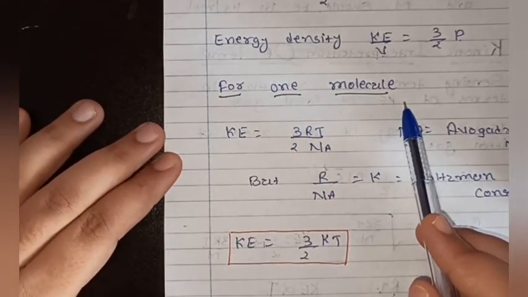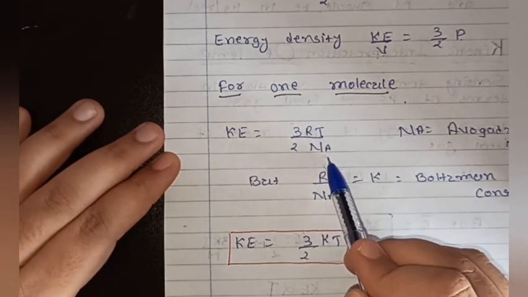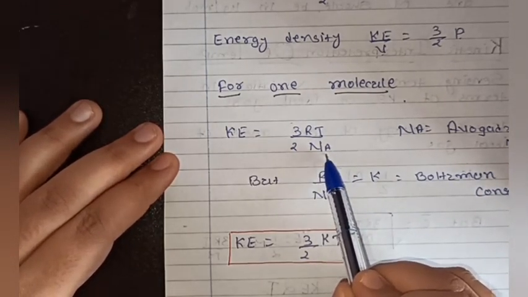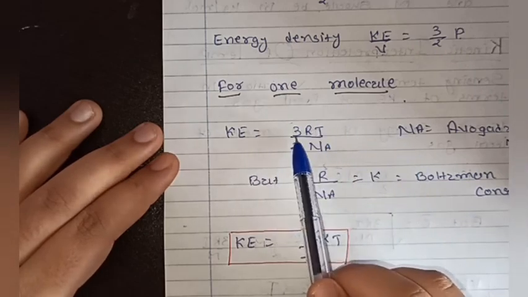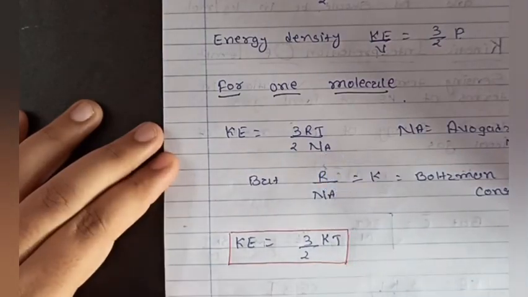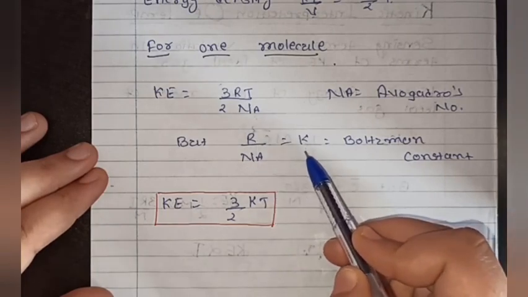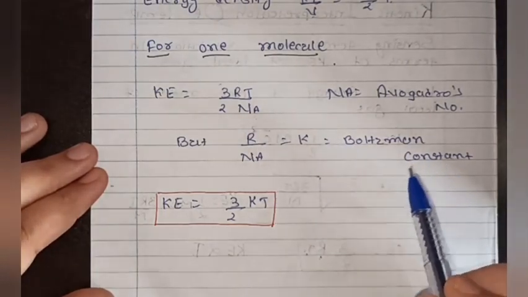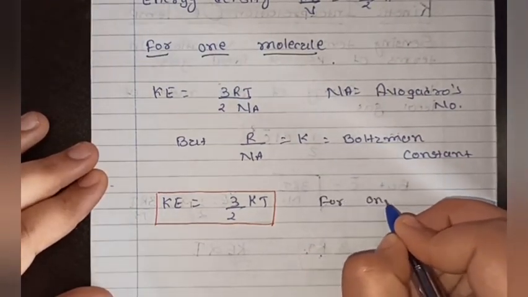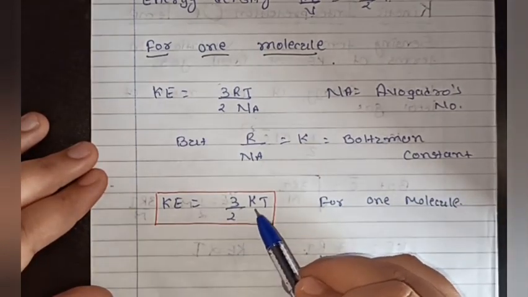Now we want to write the kinetic energy for 1 molecule. To write it for 1 molecule, we will divide the kinetic energy equation by Avogadro's number, because in 1 mole there are Na number of molecules. So for 1 molecule the kinetic energy will be 3RT by 2Na. But we know that R by Na is equal to k, where k is the Boltzmann constant. So the kinetic energy for 1 molecule can be given by 3 by 2 kT.